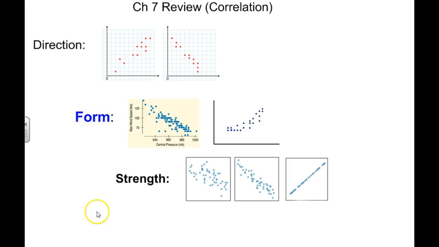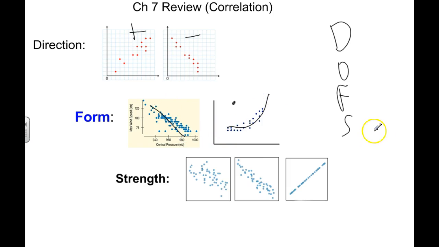So in this lesson, we're going to talk about linear regression. Just to review chapter 7, we talked about when you have a scatter plot, you want to talk about the DOFs, right? Direction, positive or negative. Outliers, like if you had a point out here, that would be an outlier. Form, linear or non-linear, like curved.